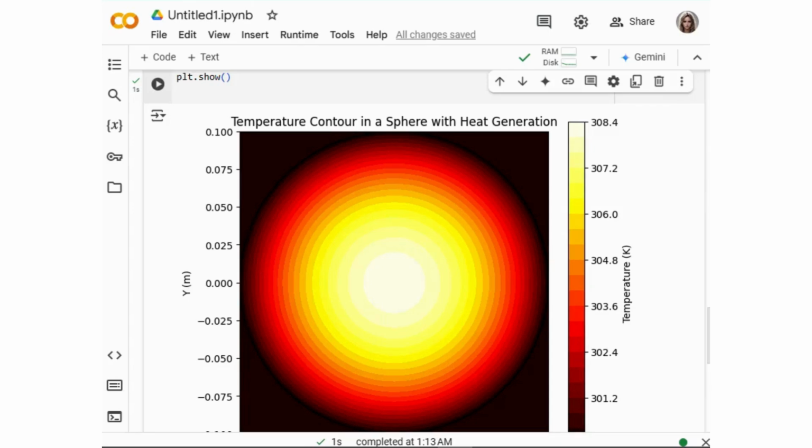So, what are the key takeaways from this tutorial? The contour plot provides a clear visualization of temperature distribution inside a sphere. The highest temperature is at the center and the lowest at the surface. The simulation is useful for engineering applications like nuclear reactors, batteries, and biological studies.